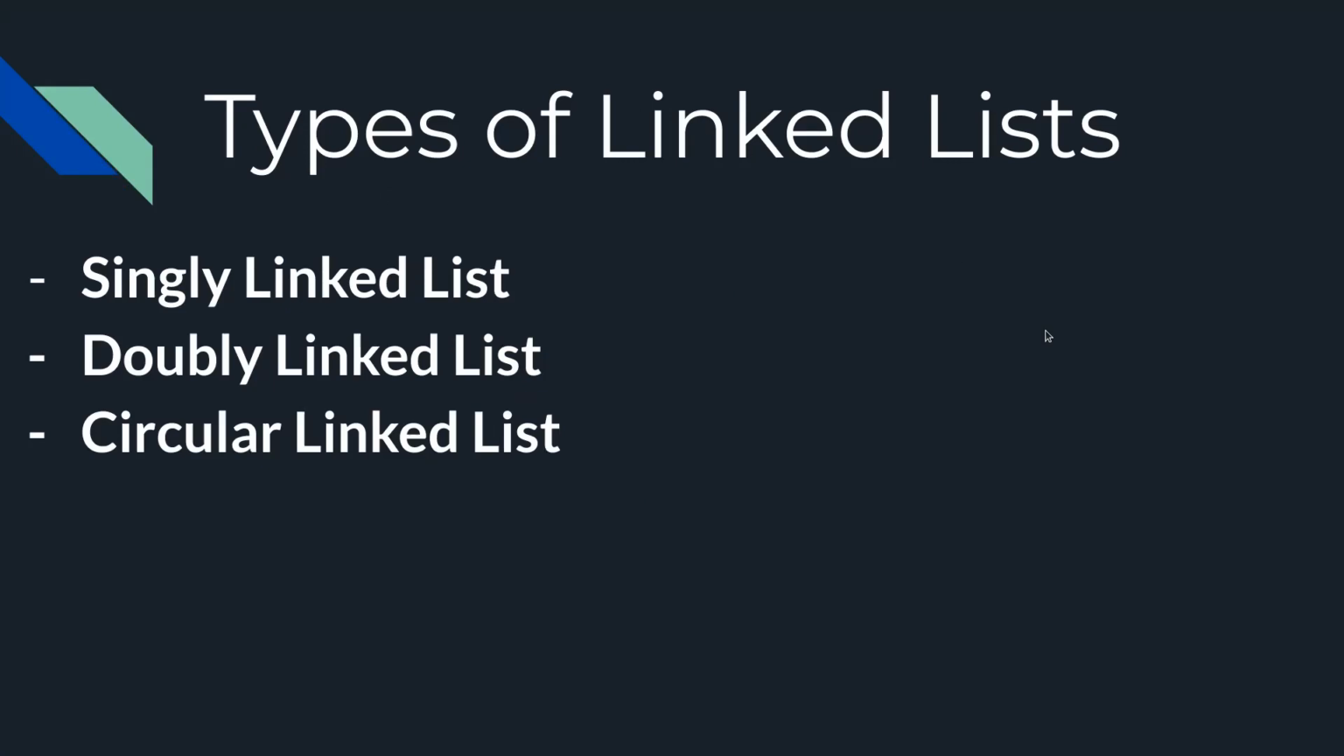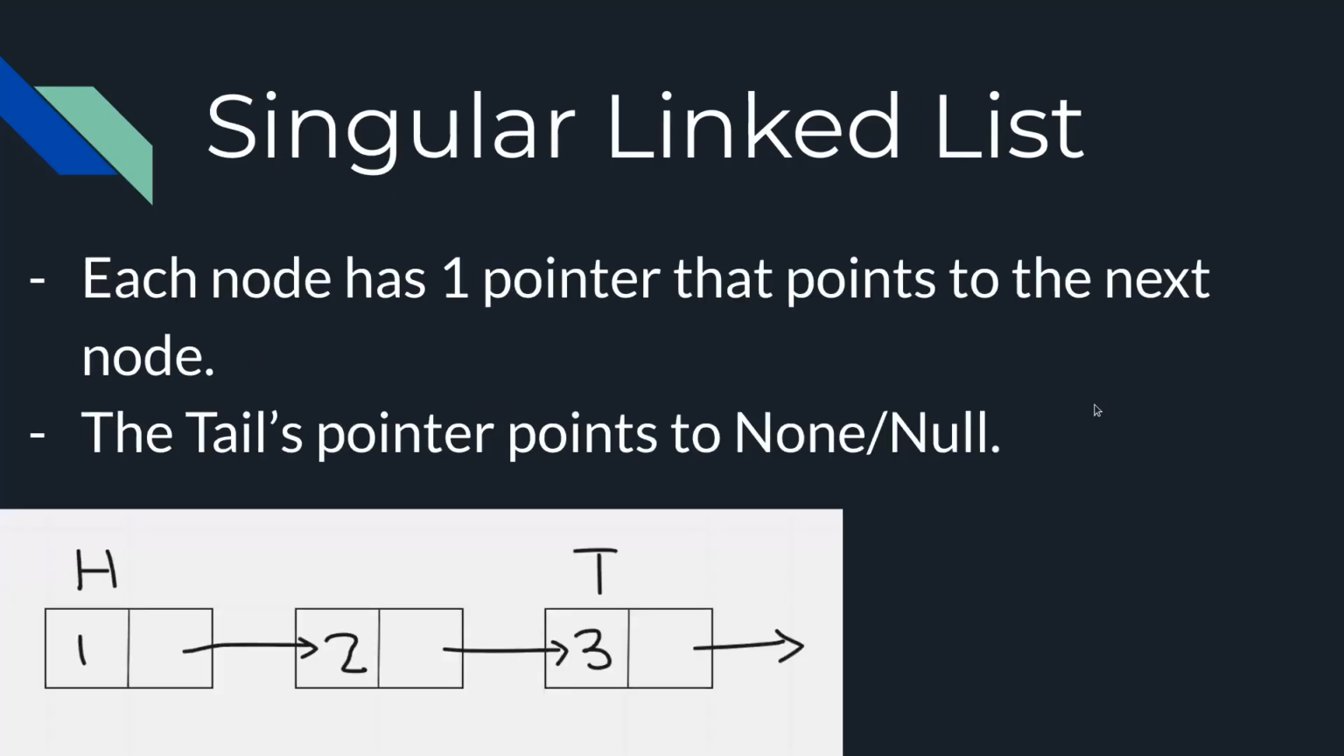So there are many types of linked lists, and these three are the most common. So first, a singular linked list. This is by far the most common linked list that you'll encounter. So each node has one pointer that points to the next node. And so, for example, you can see here we have the head, and the head's pointing to the second node, and the second node's pointing to the tail, and the tail's pointing to none or null because there's no node after the tail.